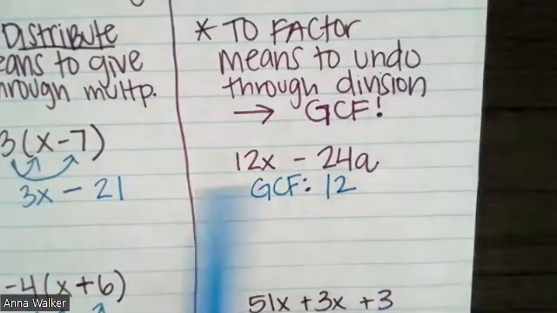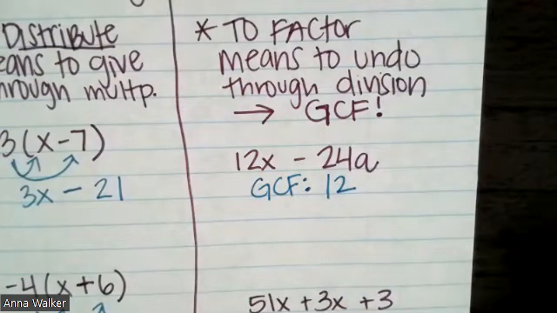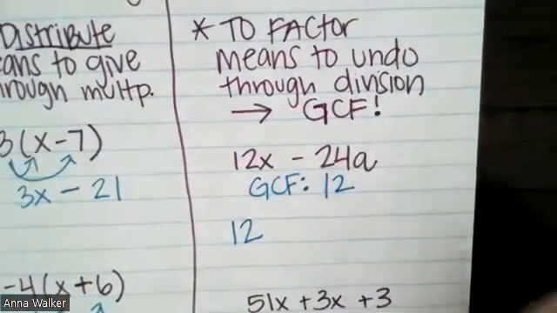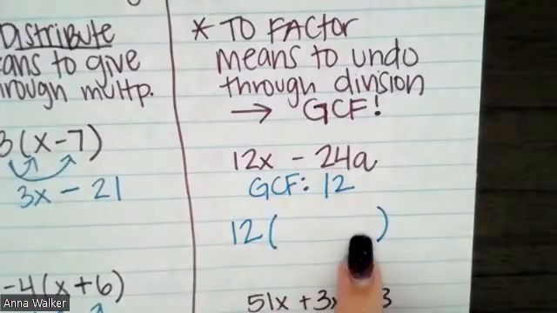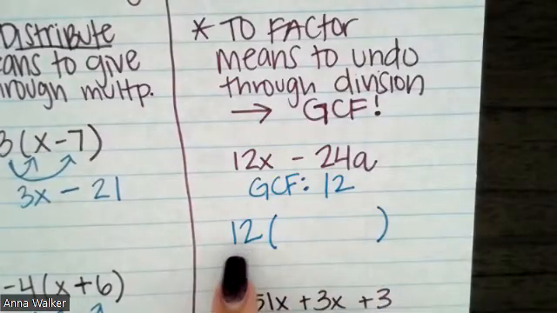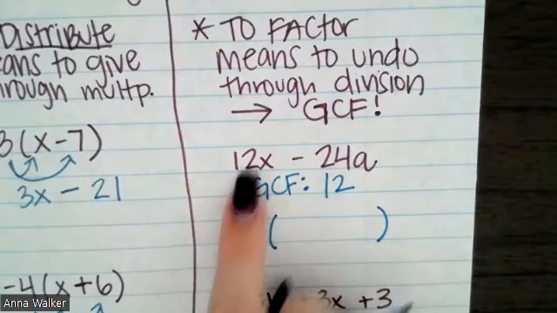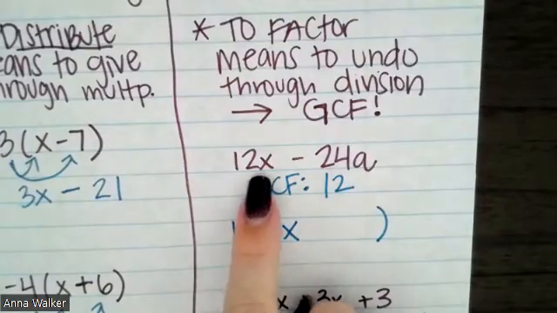12 is the biggest number that I can divide 12 by and 24 by without there being any remainders, decimals, and so forth. So the way I'm going to format this is I'm going to format this as 12 times, and what's going to go on the inside of my group is just, well, whatever times 12 made these two terms. So I think about what times 12 makes 12x. That's just going to be x, right? Because 12 times x is 12x.